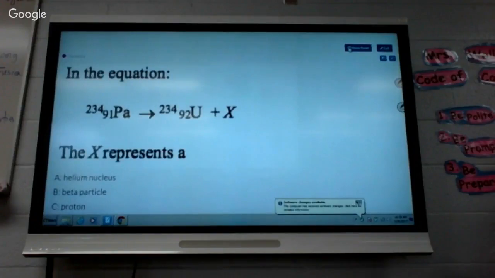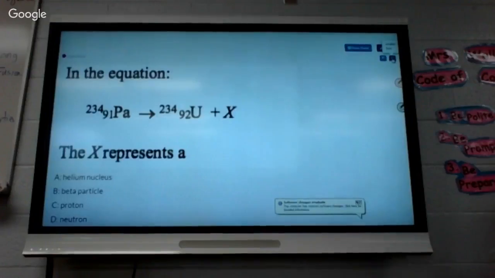All right, in the equation, the X represents what? A helium, a beta, a proton, or a neutron? You got to figure out what it is. You got to solve for the X to know what it is.